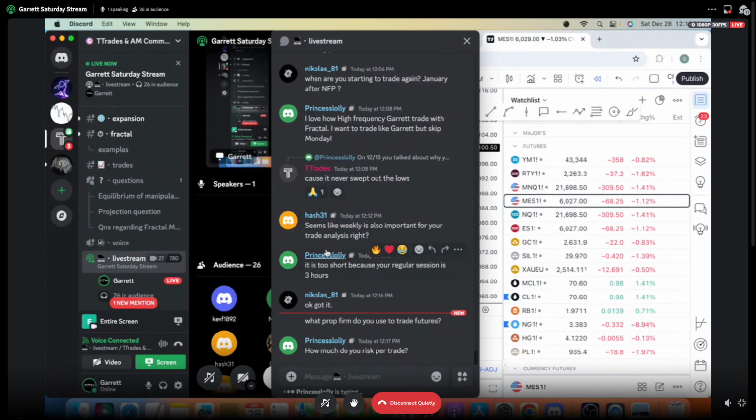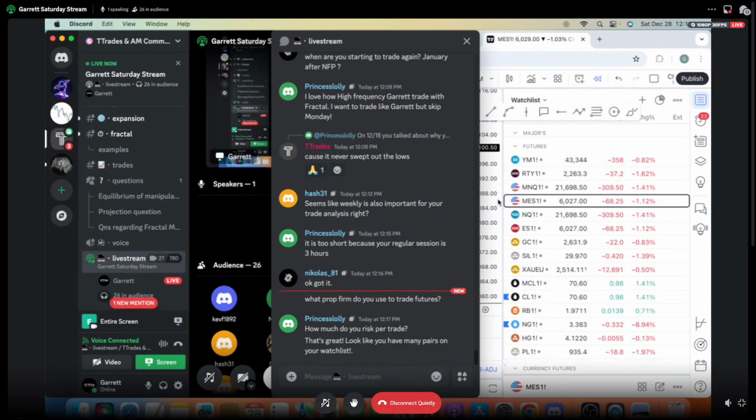Seems like weekly is also important. Yeah, weekly is. I use the weekly chart. I know that some traders don't, like the aim trades definitely doesn't, but I do personally. It should give you some insight into where the weekly can expand. But the daily chart is obviously more important. I'm trading within daily candles, so you need to know where the daily candle is going, most importantly.